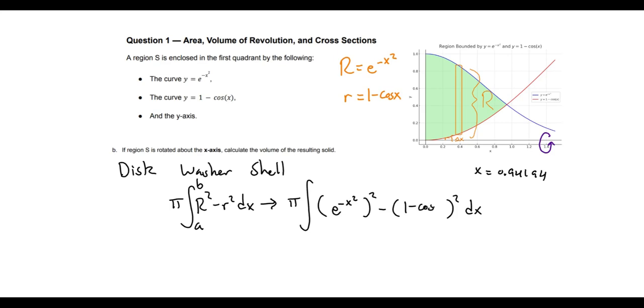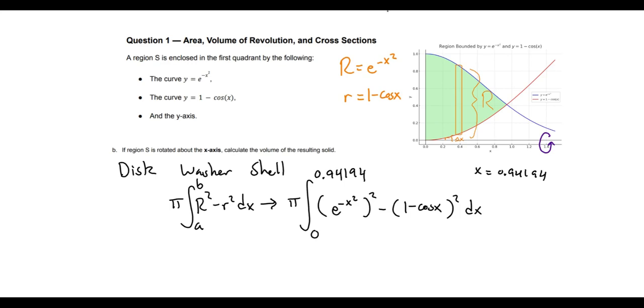And then, of course, we have 1 minus cosine x over here. And then our limits of integration are going to be the same limits of integration as last time, which is why I left this here. It's going to go from 0 to 0.94194.